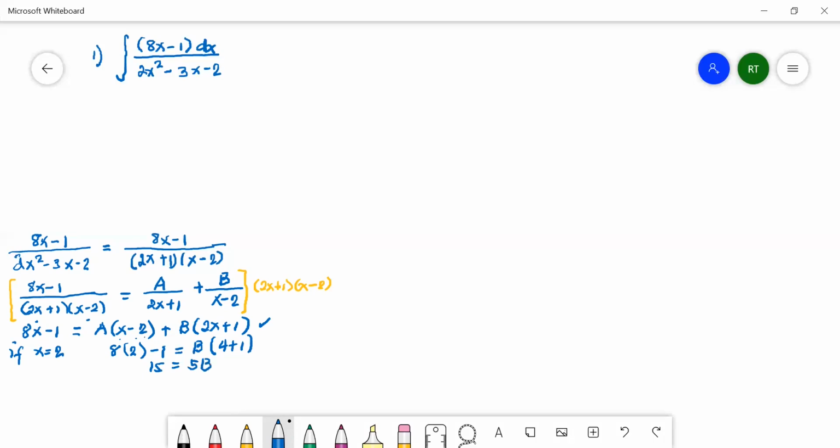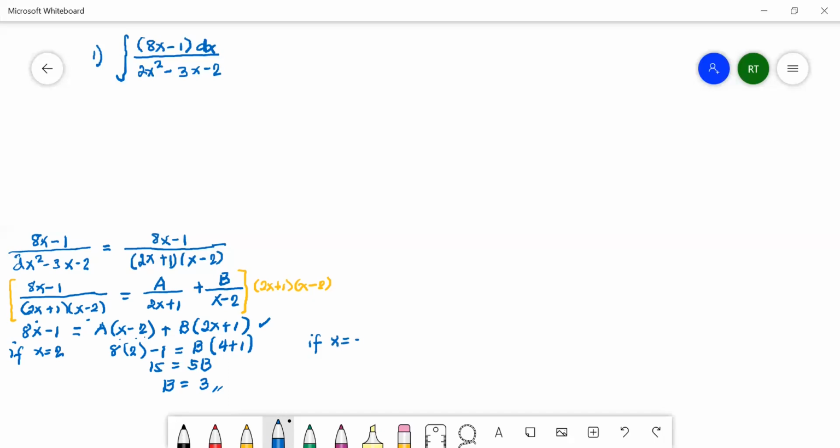And if we solve for b, then b is equal to 15 over 5, which gives us 3. Okay, so we were able to get the first constant, which is equal to 3. Now, there is another value of x that makes the denominator 0, and that is x equals negative 1 half.